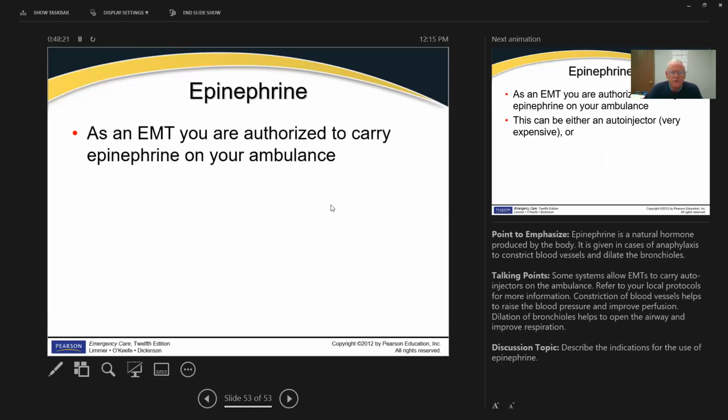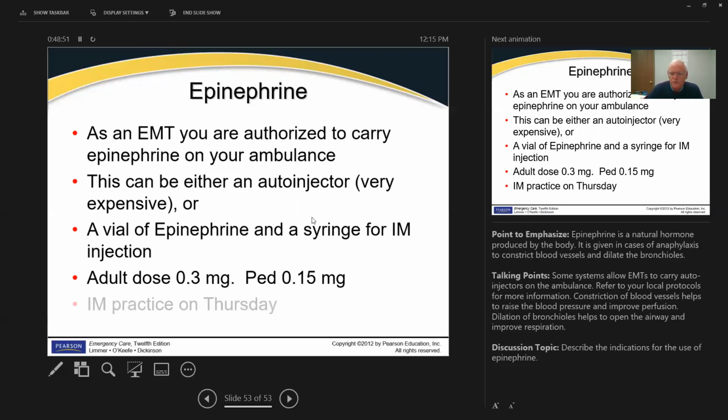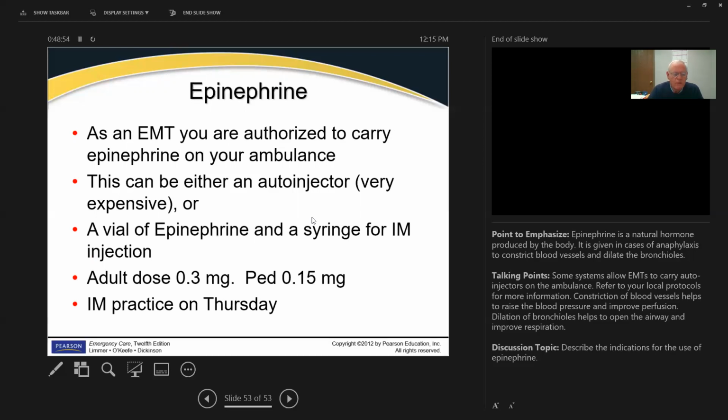So as an EMT, you're authorized to carry epinephrine on your ambulance, and it can either be in an auto-injector form, which is, as I said before, very expensive, or you can have a vial of epinephrine and then a syringe and a needle. The adult dose for epinephrine is 0.3 milligrams, and we'll show you with a syringe how to figure that out. And if you have a pediatric case, somebody that hasn't reached their 15th birthday yet, the dose would be 0.15 milligrams. And on Thursday, we will practice that.